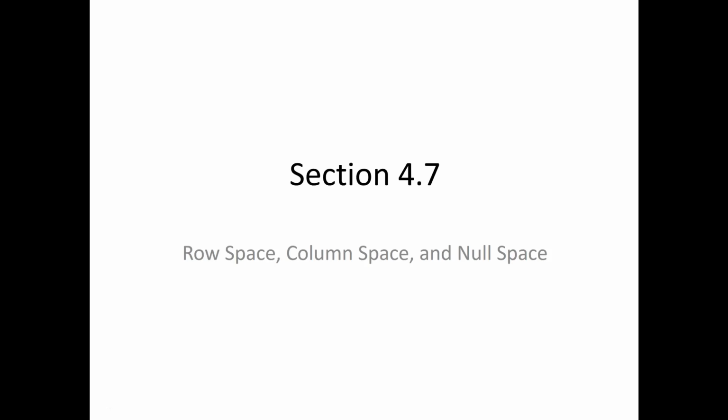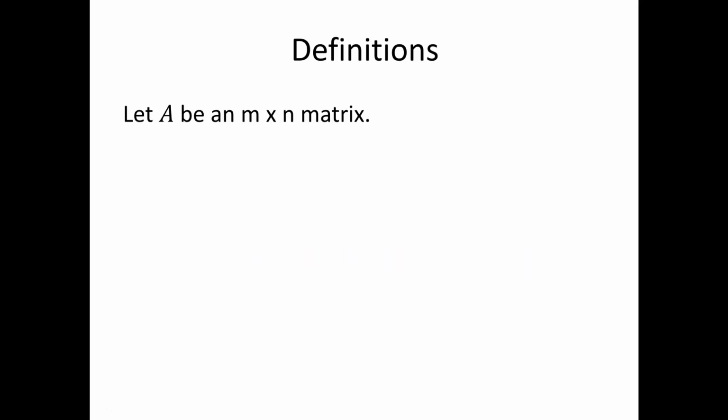Hi everyone, this is the video on section 4.7. In this section we're going to talk about what's called the row space, column space, and the null space of a given matrix. So let's start with the definitions.